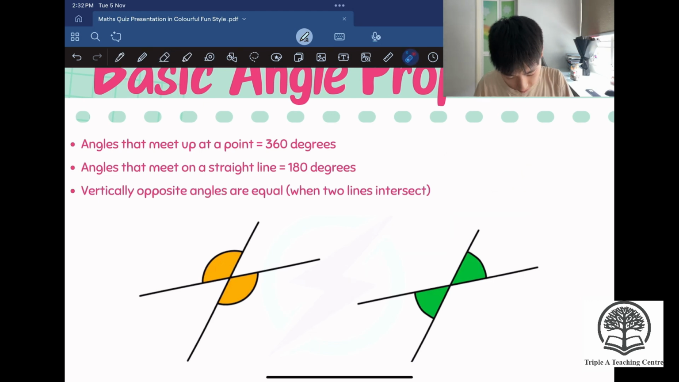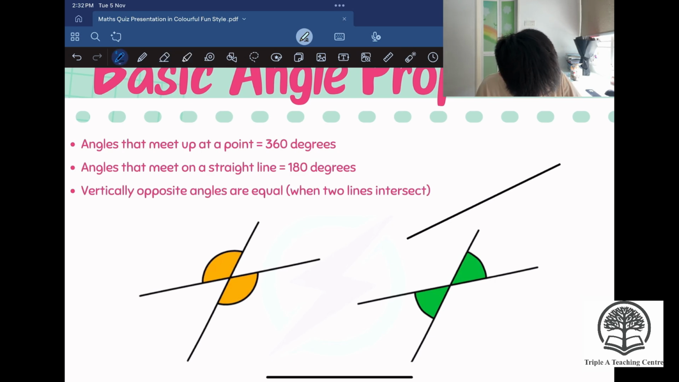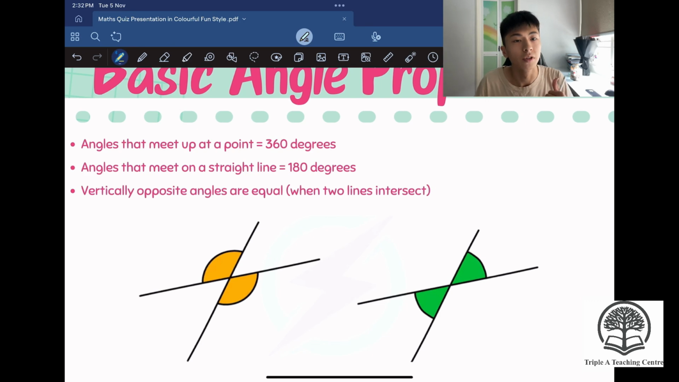Secondly, angles that meet on a straight line equal 180 degrees. Let me draw a straight line here. This is a straight line. So the angle here would be equal to 180 degrees, right? Because it is on the flat line, and anything on the flat line will be equal to 180 degrees.